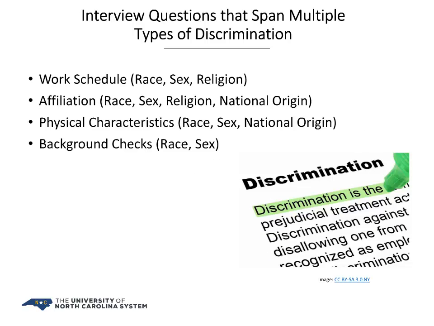Interview questions can span multiple types of discrimination. Asking certain questions related to an applicant's work schedule could suggest religion, race, or sex discrimination. Affiliation-related questions could give rise to discrimination charges tied to race, sex, religion, or national origin. Questions about physical characteristics could limit applicants based on race, sex, or national origin. In addition, background checks could limit employment based on race or sex.